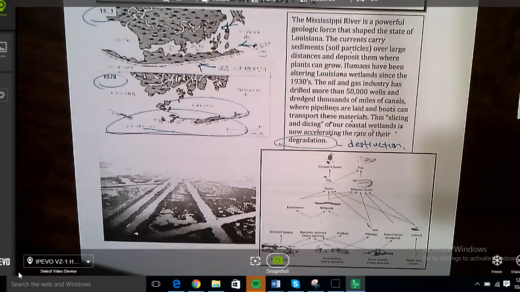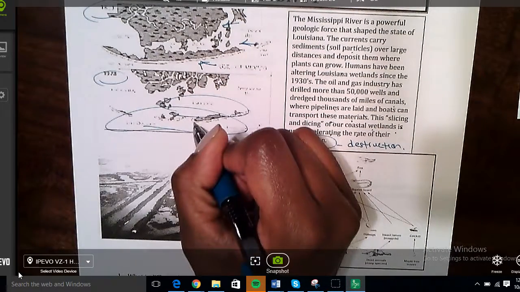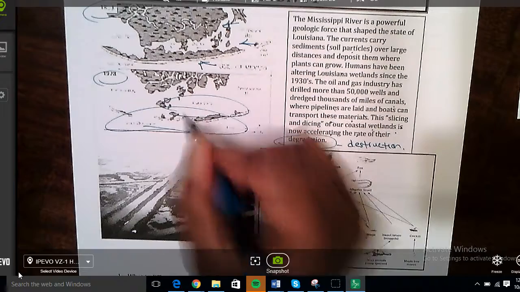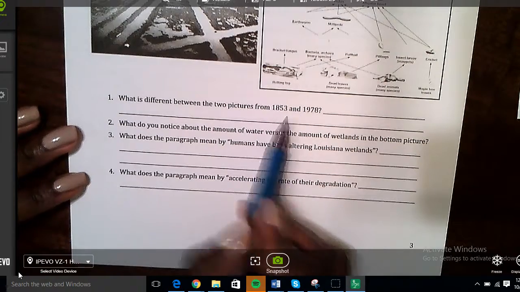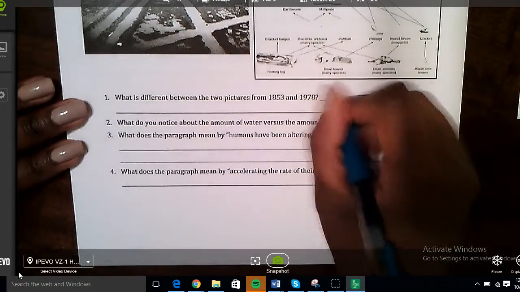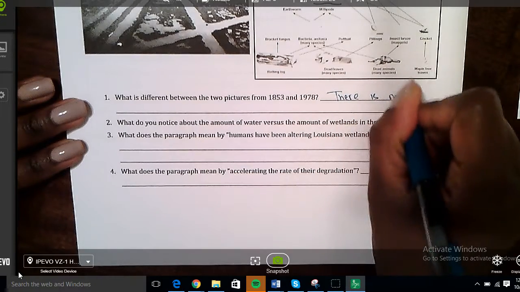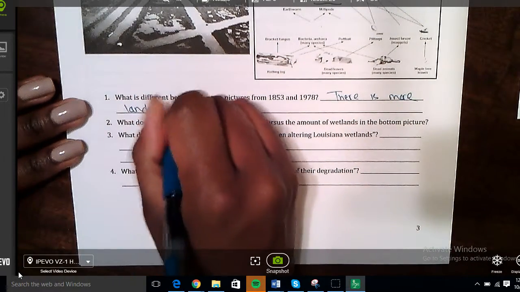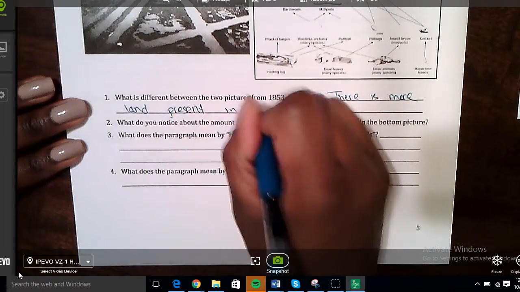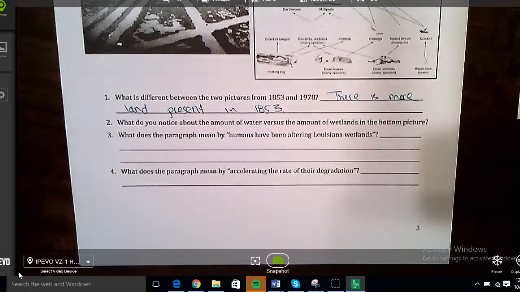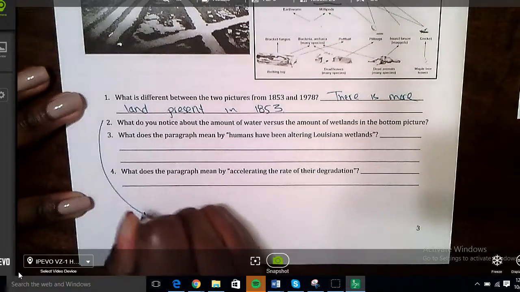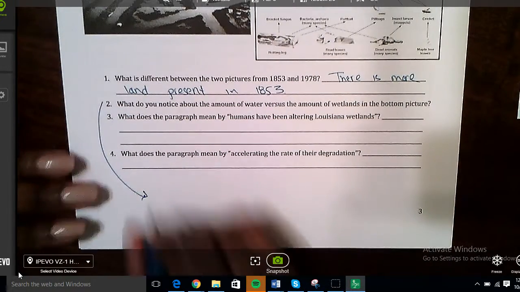Over time, yeah, the impact of the oil and gas industry has resulted in the loss of land, on top of natural erosion happening from the Gulf and from the Mississippi River. So, what is the difference between the two pictures from 1853 and 1978? There is more land present in 1853. What do you notice about the amount of water versus the amount of wetlands in the bottom picture? Uh-oh. I didn't leave a space for that, so just go ahead and answer that question at the bottom.